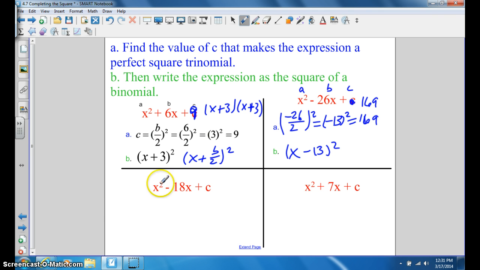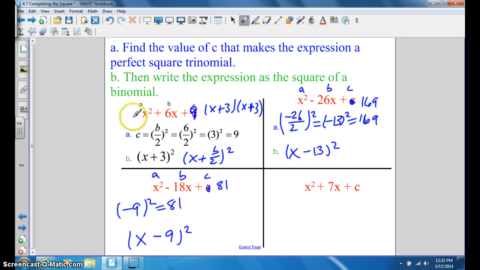For this one here, we need half of b. Half of b is negative 9. So we have negative 9 squared, which is 81. So c here is 81. So x squared minus 18x plus 81, we need to factor that. We make that a perfect square, and we get x plus half of b. Half of b is negative 9. So we have x minus 9 squared.